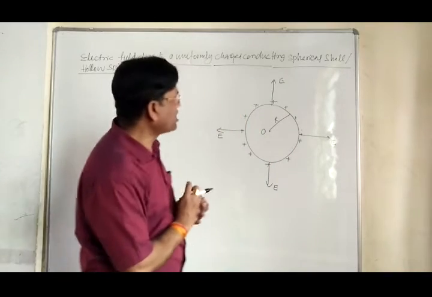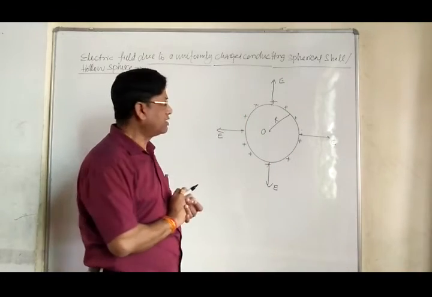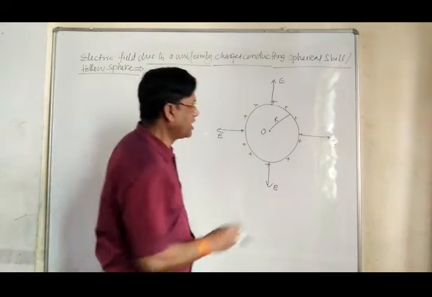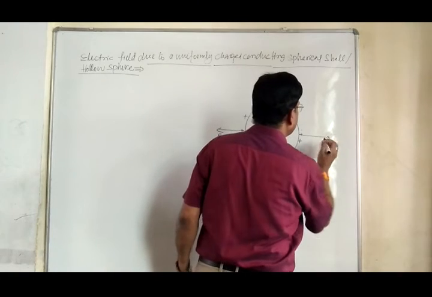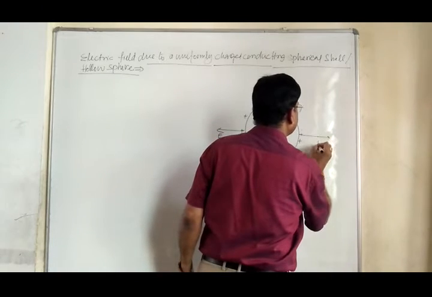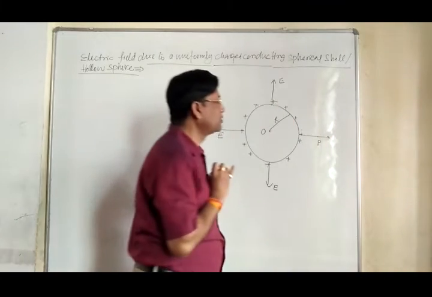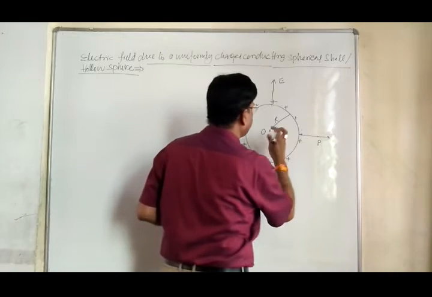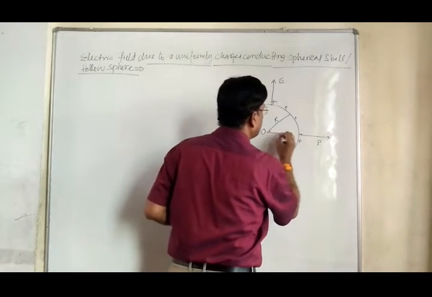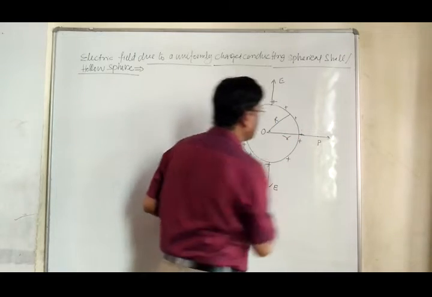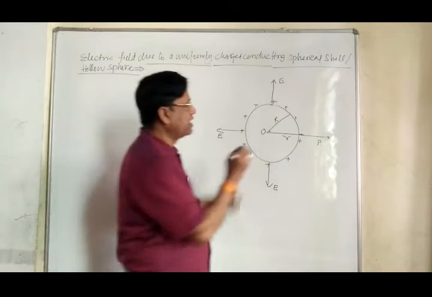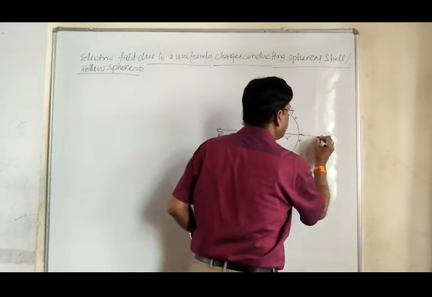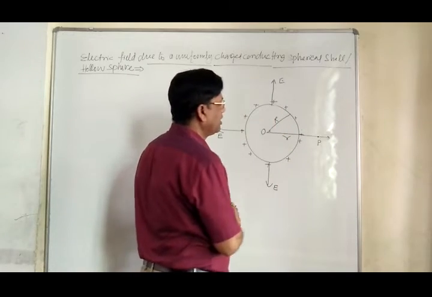Then at different locations we will find the electric field. First of all, let us consider there be a point P where we have to find it. There be a point P outside the sphere at a distance small r from the center of the sphere. At this point we will find the electric field.